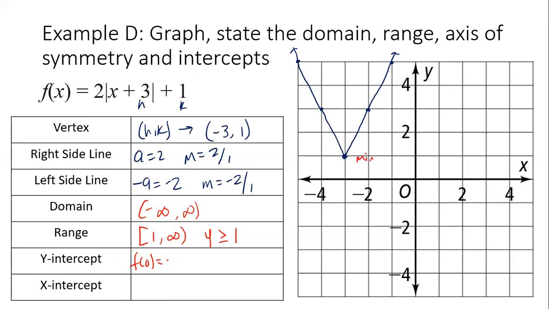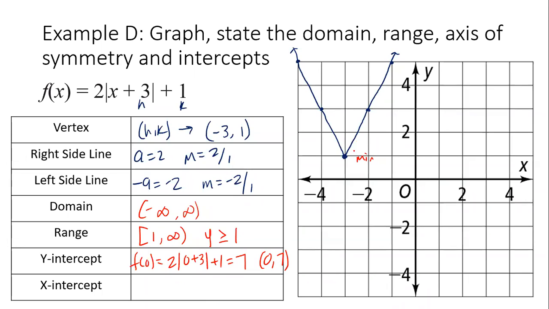When I substitute that in, I have 2 absolute value of 0 plus 3, plus 1. That's going to give me 0 plus 3 is 3. Absolute value of 3 is 3. 3 times 2 is 6. 6 plus 1 is 7. So my y-intercept is at 0, 7. Just because I don't see it doesn't mean I leave the answer blank, okay?